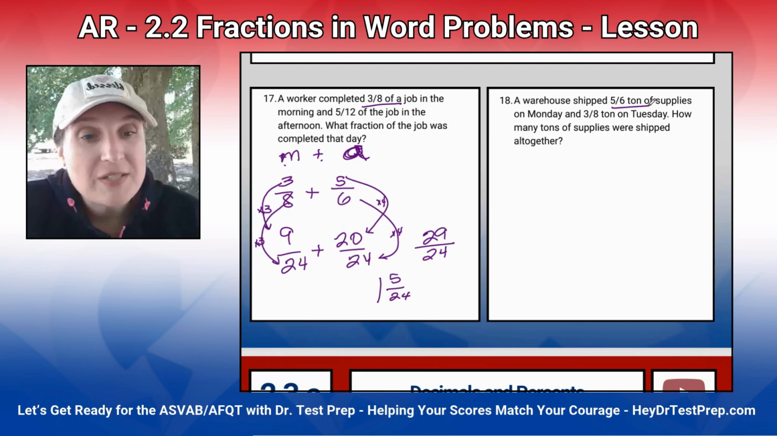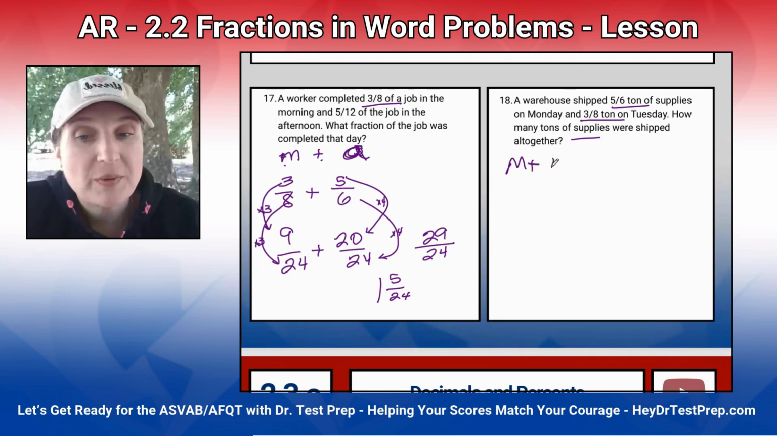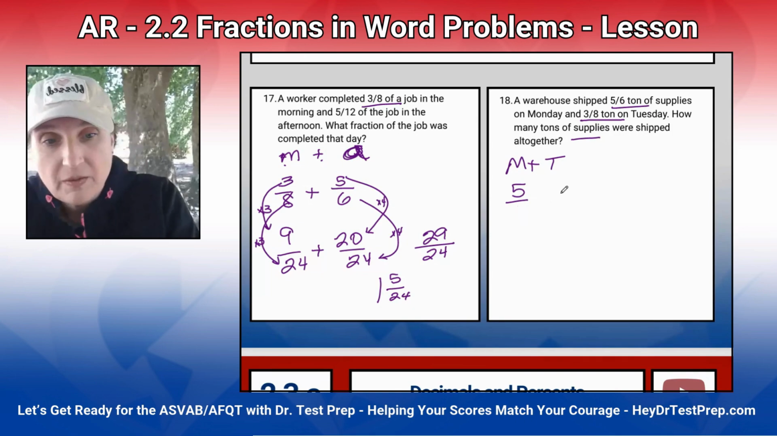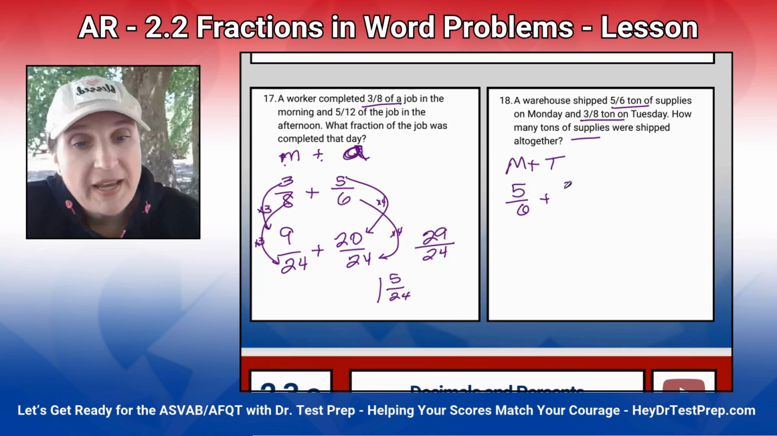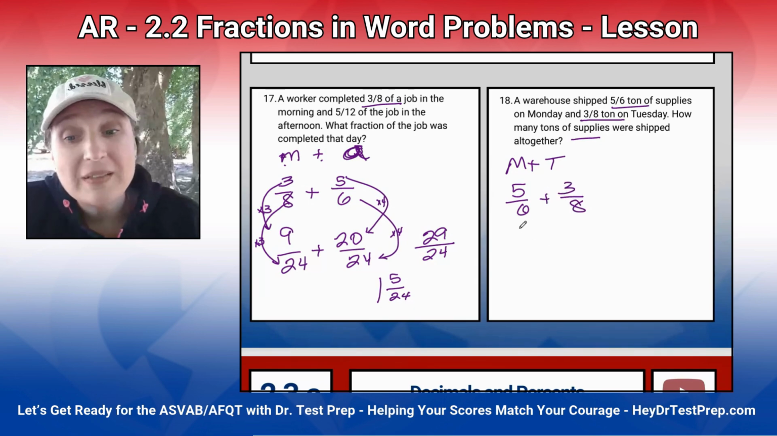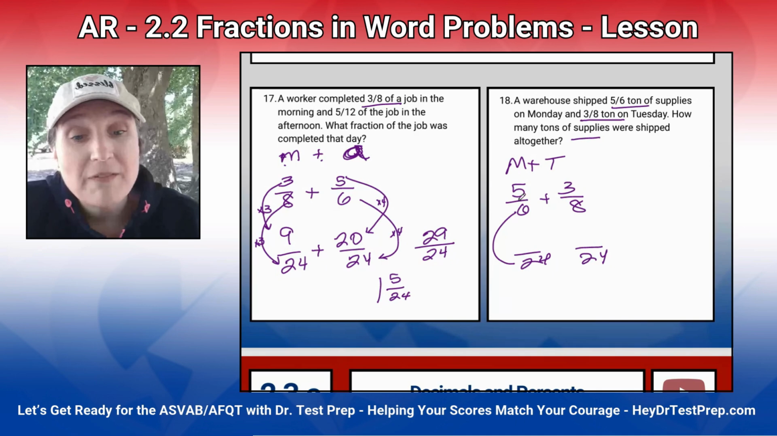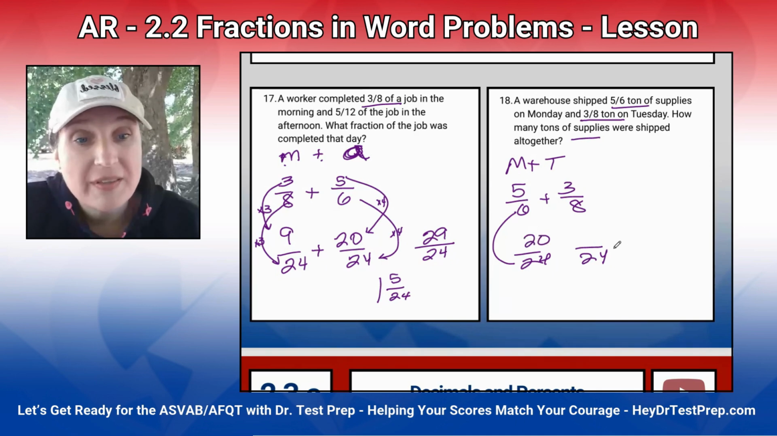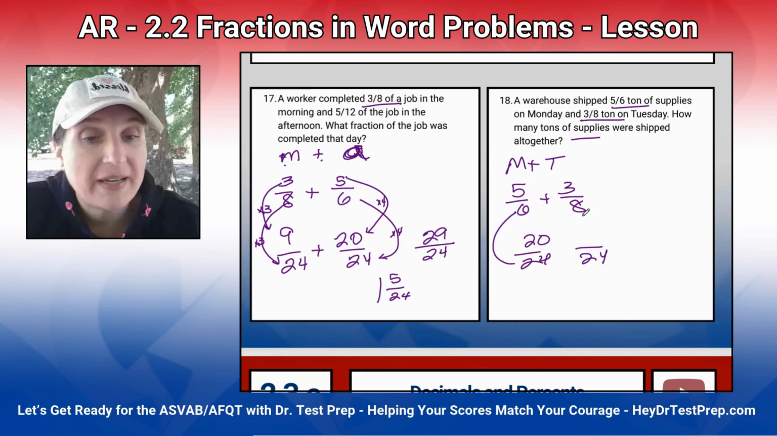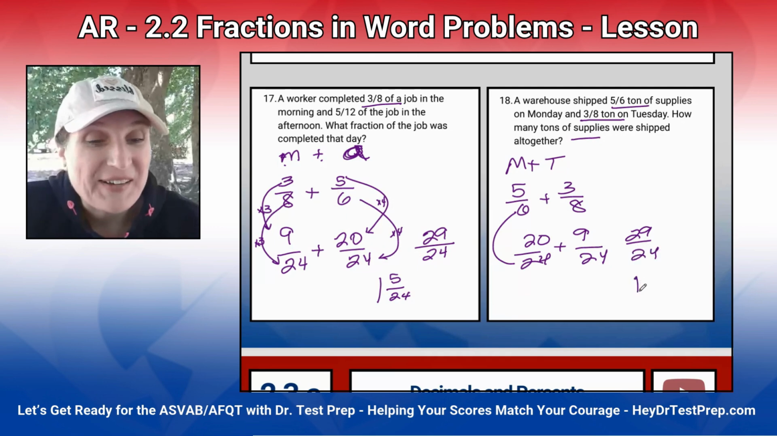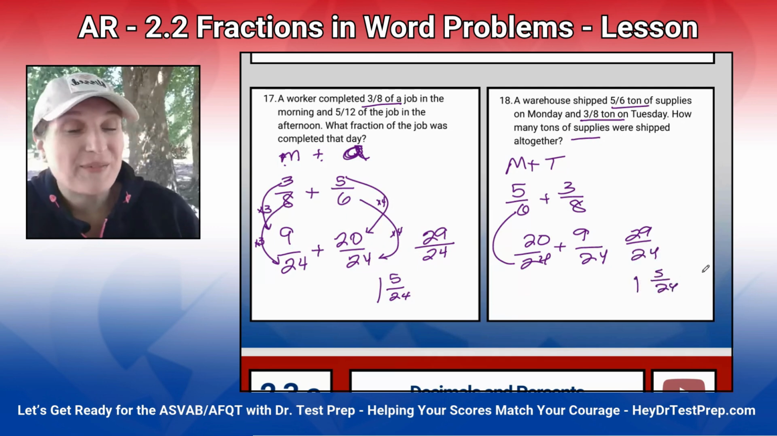All right, warehouse at 5/6 on Monday, 3/8 on Tuesday. How many are there all together? So we're basically adding Monday plus Tuesday. 5/6 plus 3/8. Well, again, here we already know our new denominator is going to be 24. 6 times 4 is 24. 5 times 4 is 20. Oh, this is literally the same fraction. Oh, how horrible is that? Add going across. Same problem, different scenario. 1 and 5/24ths. I don't think I realized it when I wrote the questions.